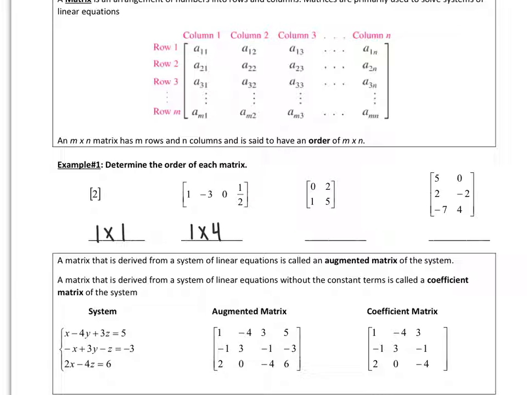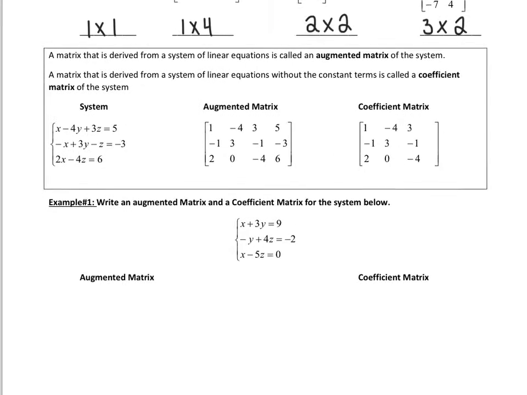Alright, why don't you try examples 3 and 4 and hit resume when you're ready for the answers. Okay, so the third one, you should have 2 rows by 2 columns. So this is a 2 by 2 matrix. And the next one, you should have had 3 rows and 2 columns. So this has an order of 3 by 2. Okay, let's move on to more definitions.